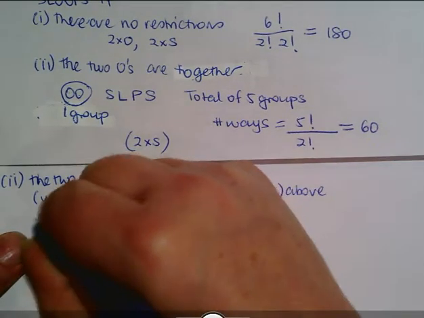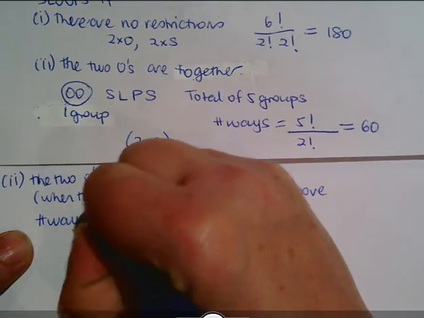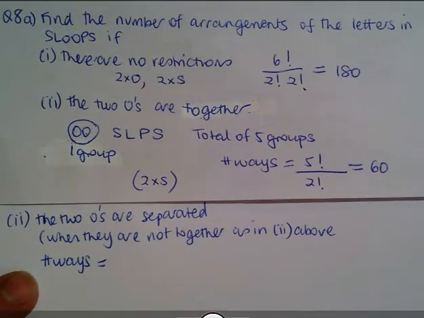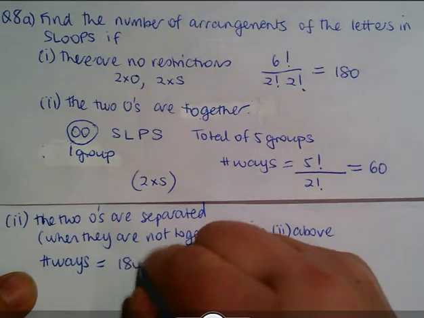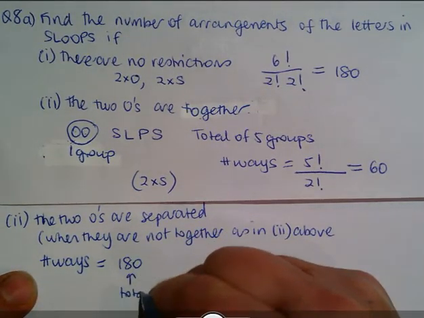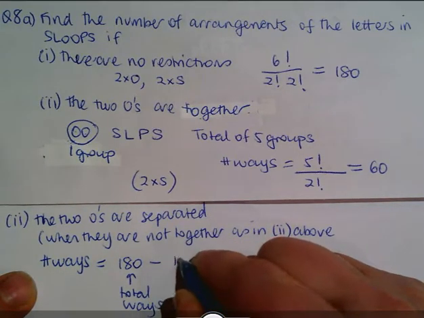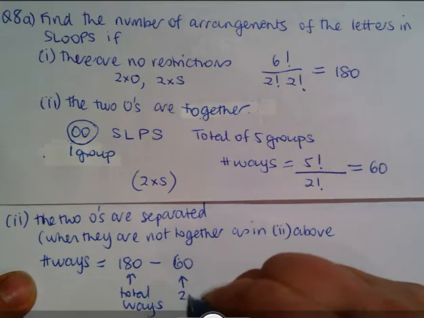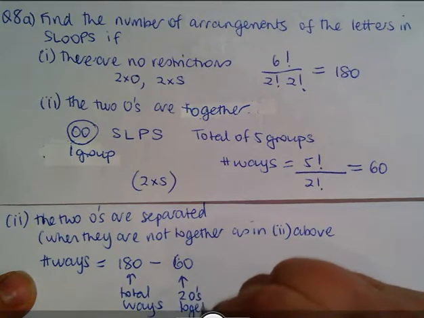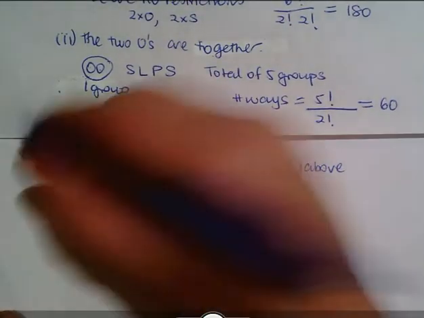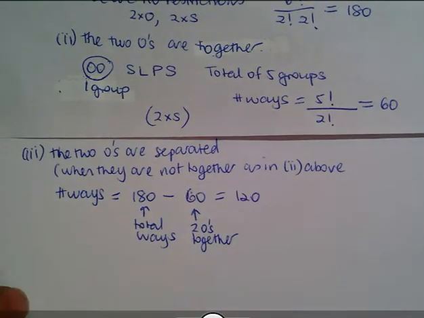So the number of ways of ordering the letters of the word sloops if the two O's are separated, is going to be the total number of ways, so that's the total ways with no restrictions, which is 180, minus 60, which is the two O's together, which is 120. Now, so this is part 3, sorry. Now that's the quickest way to do it, all right?